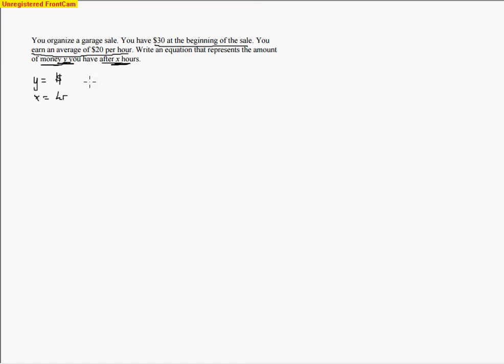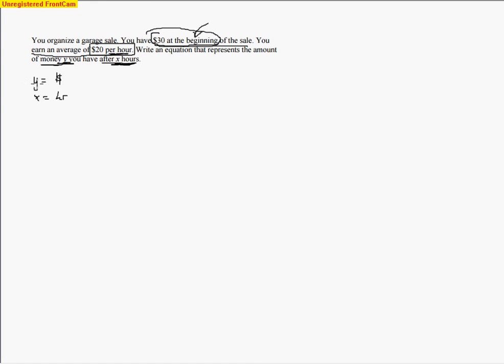And so when we look at the problem, we've got two numbers. We've got a number that we begin with, and the key is this word right here, beginning. This is our starting point. And then the part over here, I see $20 per hour. That per hour tells us a rate. And you see how x is in hours right here? And our y value is in dollars.